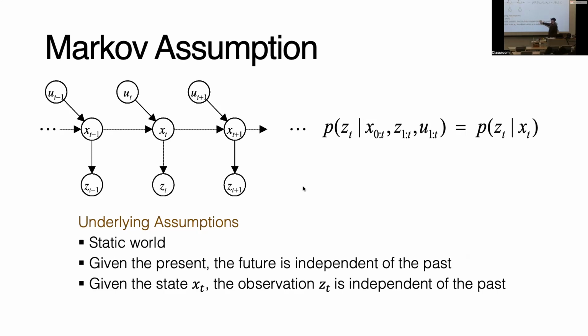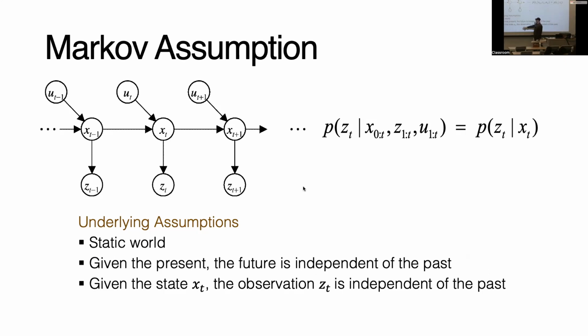And then the other assumption is that given the present, the future is independent of all the past. So the next step is only dependent on our current state. It's not dependent on the history of our states. So we only need to look at our current state in order to generate our next state.